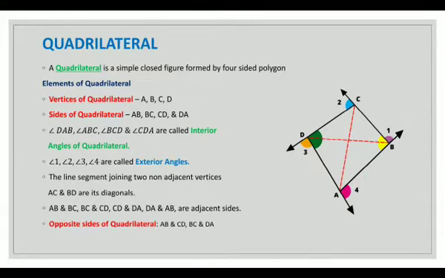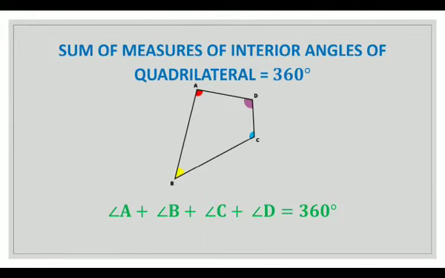Opposite sides of quadrilateral. Which are the opposite sides? AB is opposite to CD and BC is opposite to AD. These are the opposite sides of quadrilateral. Sum of the measures of interior angles of quadrilateral equals to 360 degree. So, angle A plus angle B plus angle C plus angle D is equal to 360 degree.